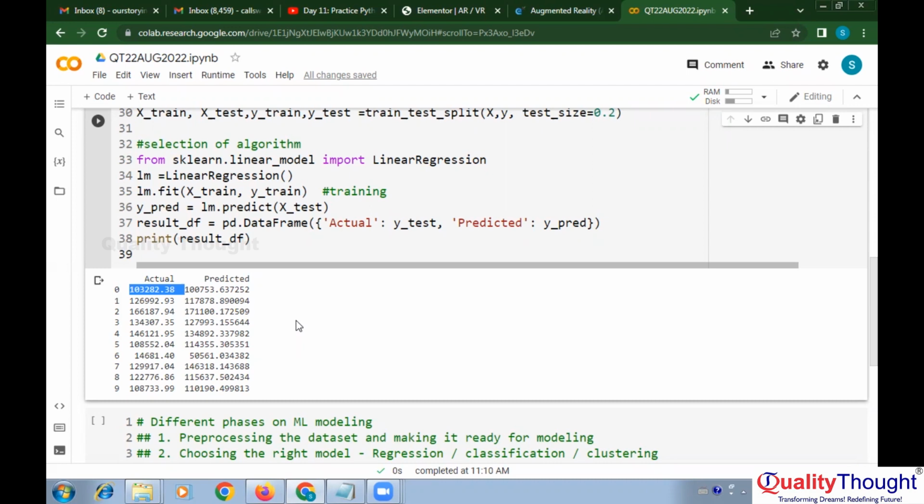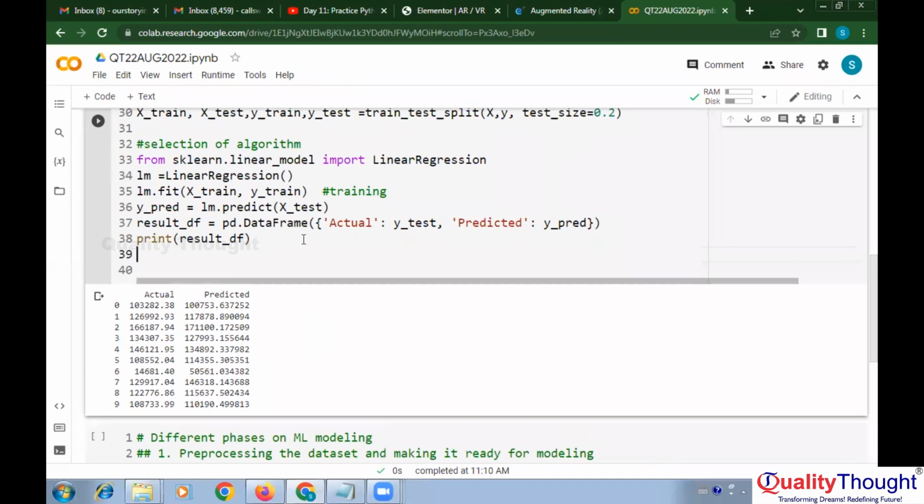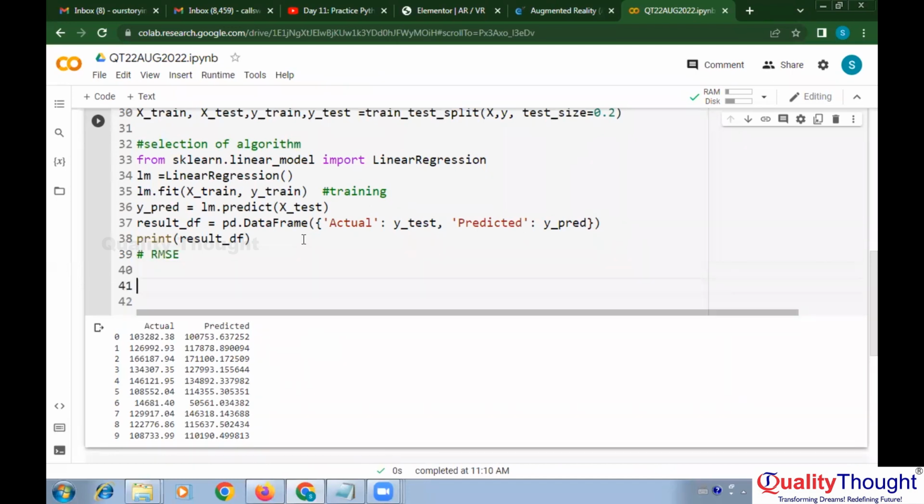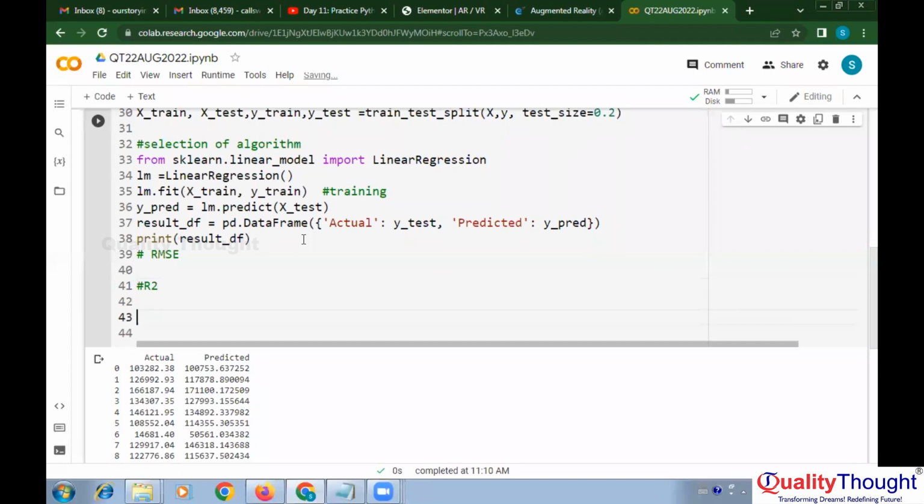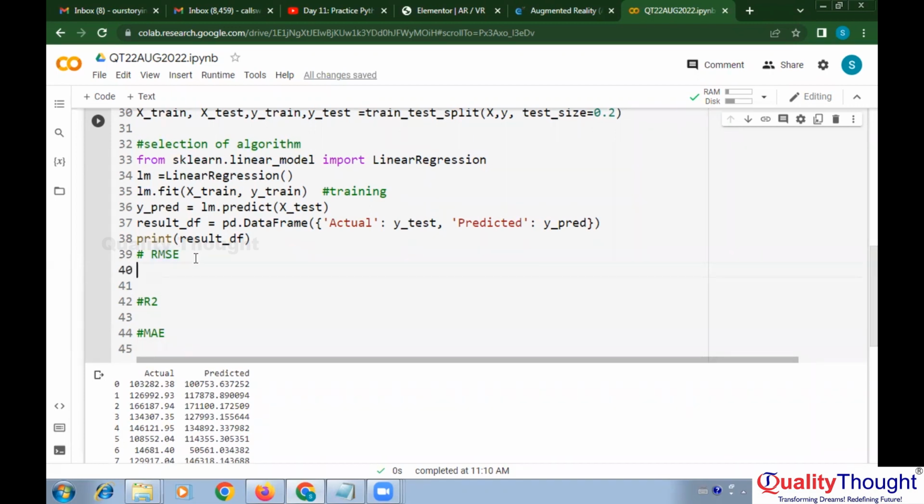So RMSE. There are multiple other metrics, we'll talk about them. MAE is one, but the most preferred is RMSE. Then we have something called R square. R square we'll talk about tomorrow. MAE we know, it's easy. Now RMSE also is easy, right? But we don't have to manually calculate. We have an inbuilt formula which will calculate it for us.